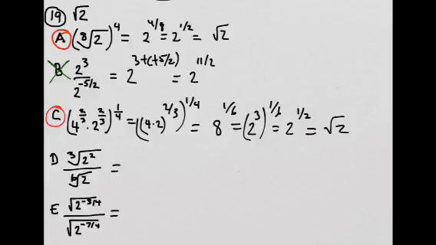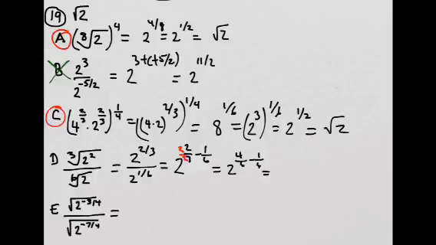Okay, for D, let's see, I have 2 to the 2/3 over 2 to the 1/6. I'm going to subtract the exponent, so this is 2 to the 2/3 minus 1/6. So I need a common denominator, so I'm going to use the common denominator 6. I'm going to multiply this by 2 over 2. So then that gives me 2 to the 4/6 minus 1/6. So that's 2 to the 3/6, which is 2 to the 1/2, which is square root of 2. So this one is also good.